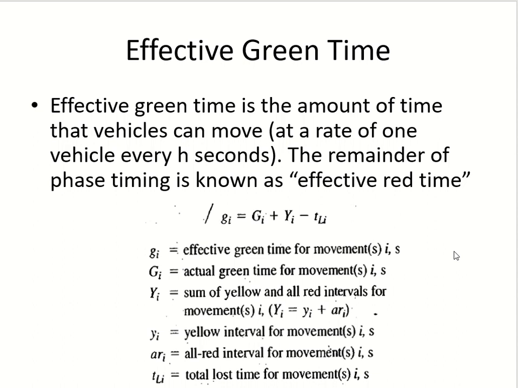Okay, then we have the term effective green. There's an actual green and there's an effective green. Actual green means what? When the signal is showing you green light, that is actual green. Effective green is the green time and capital Y. Capital Y includes small y plus AR. Small y is yellow and AR is all red. Got it? Small y is yellow only. Capital Y, yellow and all red, both.